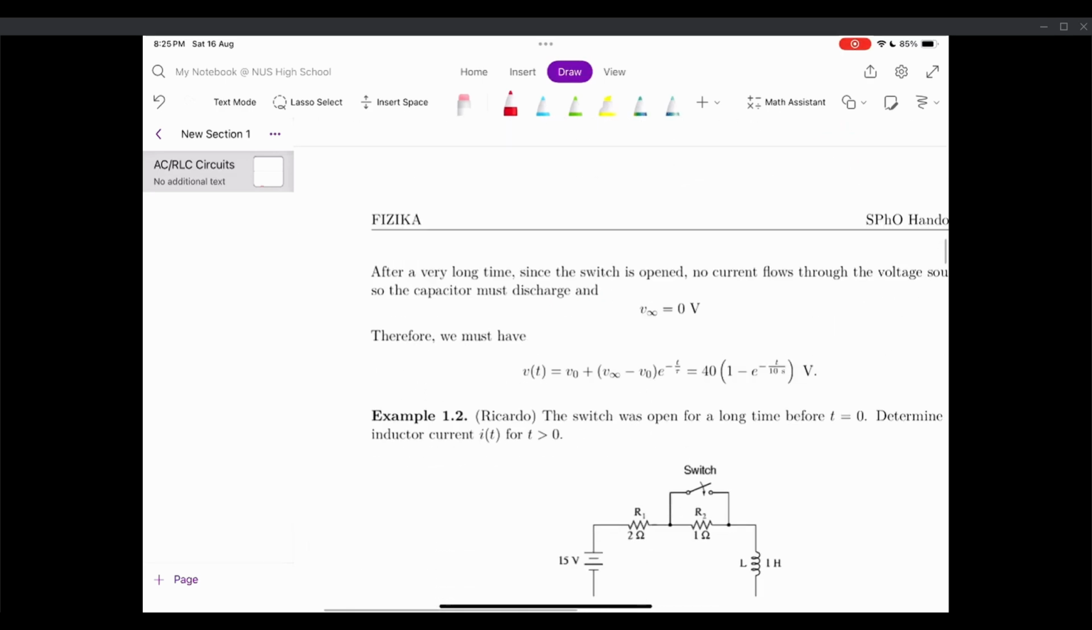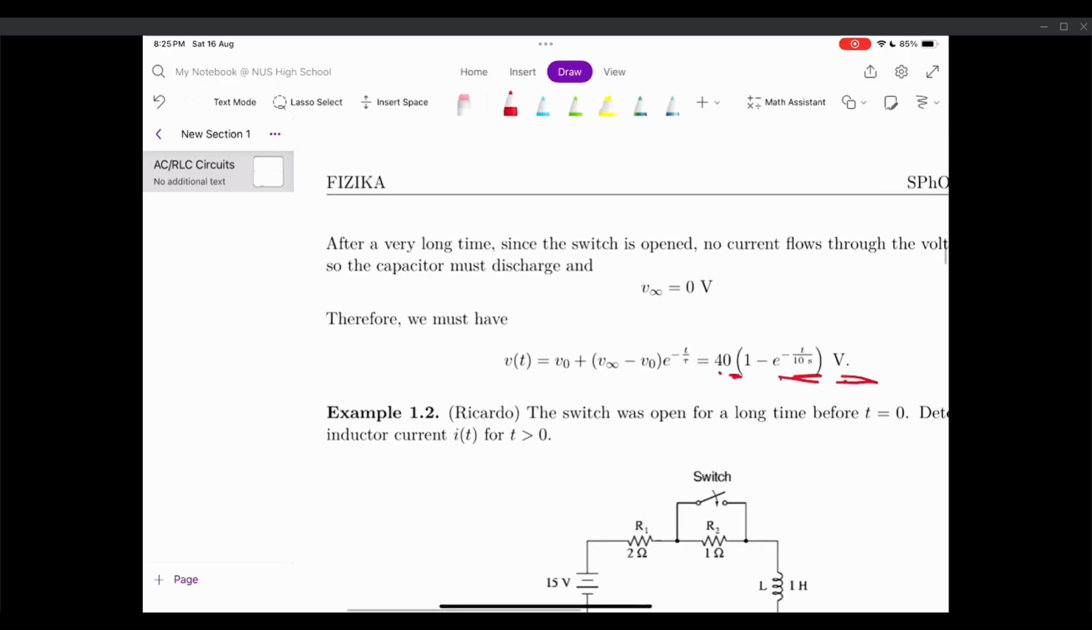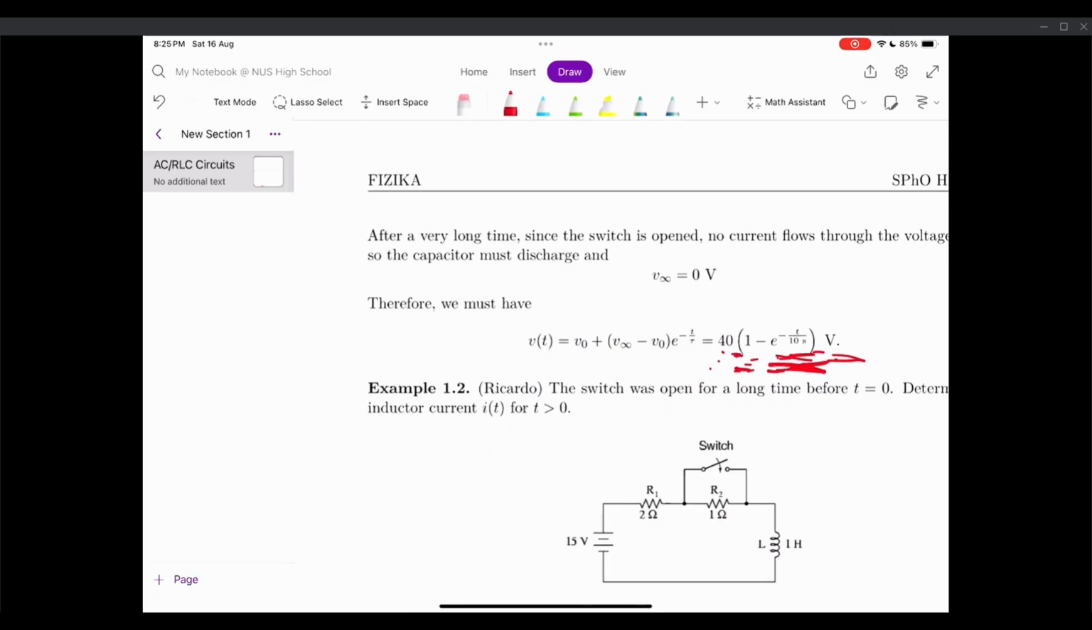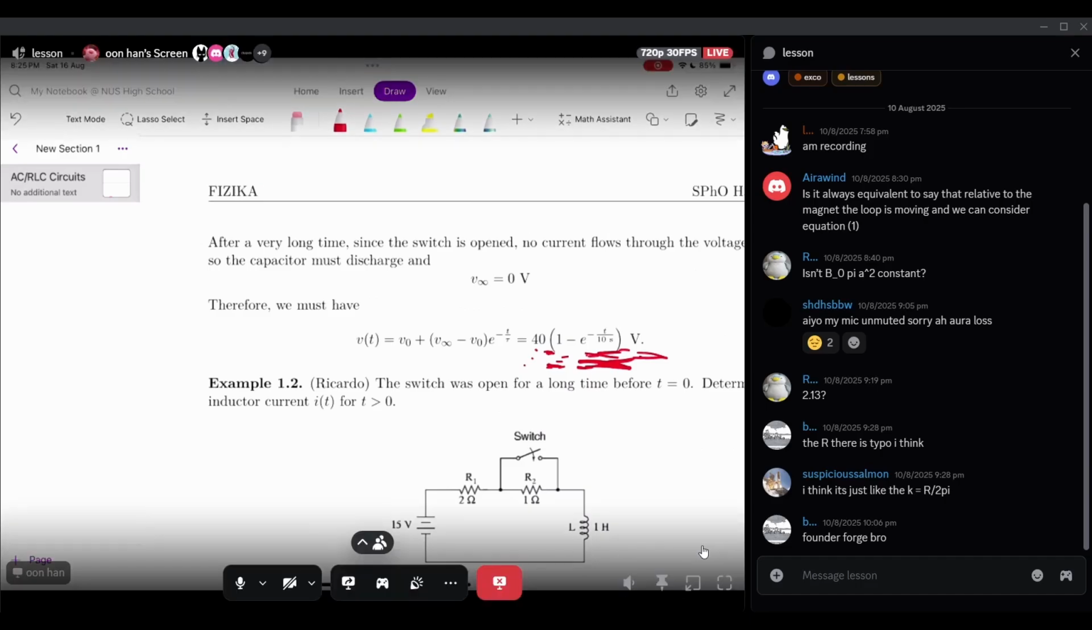Then all you need to do is fit that to an exponential time dependence like this, and you get your function for V in terms of t. That's a really simple example, and I will not elaborate any further.